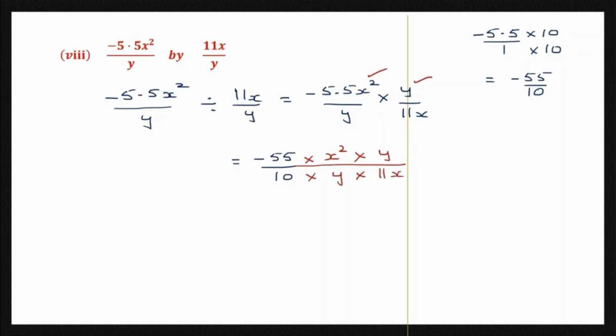We've done it carefully. Now we can cancel whatever we can. Okay, so let's try and cancel. I can cancel the y's. Okay, then I will write minus 55 into x square. This is what is left. Then 10 into 11x. This is what is left. 11x means 11 into x. So again I can cancel here. I can cancel 11 and 55. So 11 fives are 55. I can cancel 5 and 10. 5 twos are 10. So my numbers left here are just 2 here. All the other numbers have been cancelled.